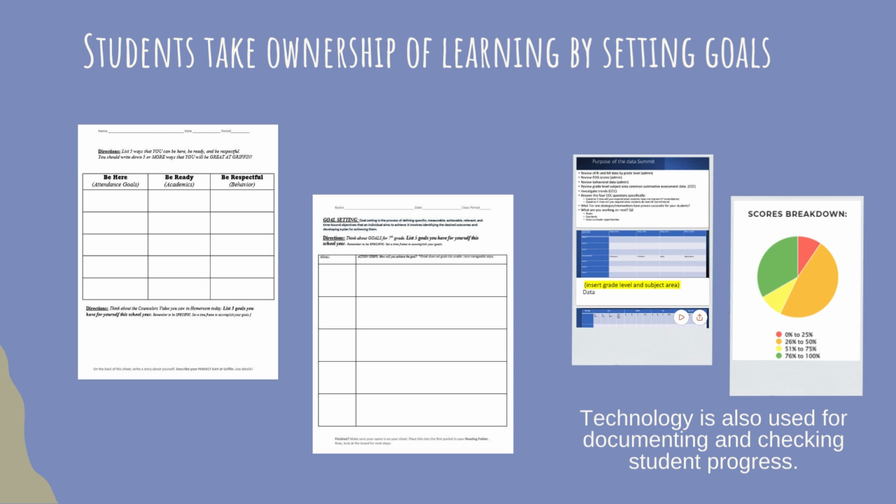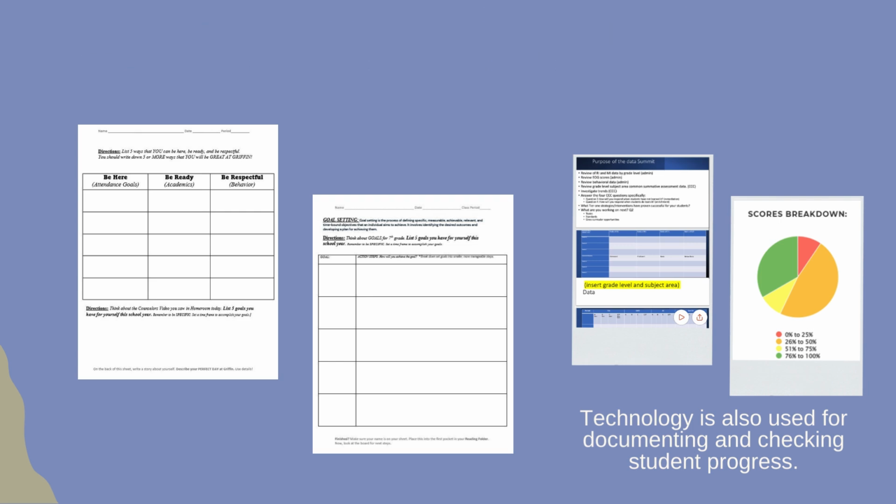At the beginning of the year, we have opportunities to determine how we're going to be here, be ready, and be responsible. These are the foundations of our school, so students really dig into those goal-setting opportunities. Then we determine how we want to progress academically. I teach advanced content learners, so they really enjoy this opportunity to set their goals for the year and revisit them each quarter. Technology is also used for documenting and checking in on the student progress as well.